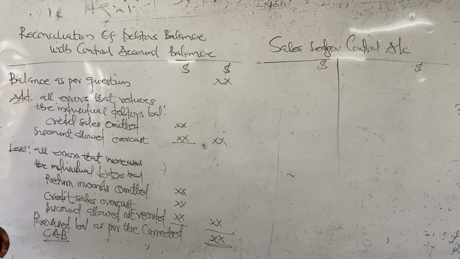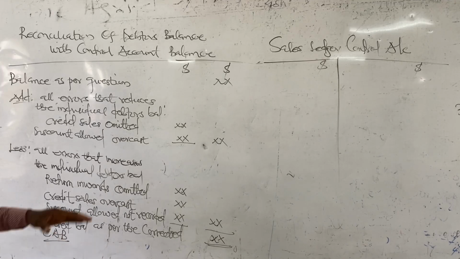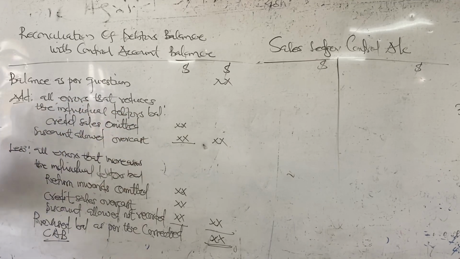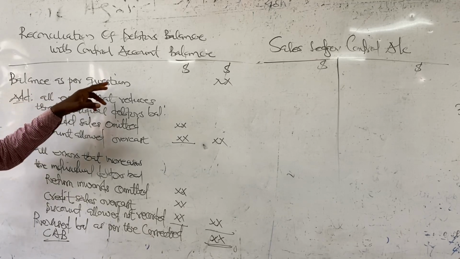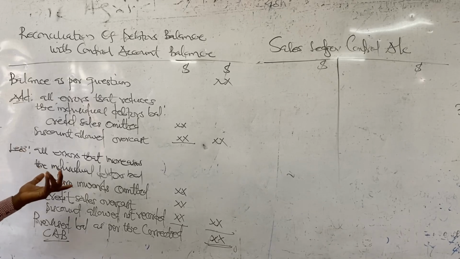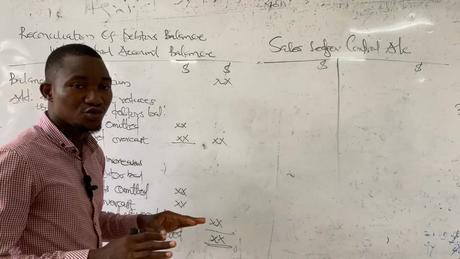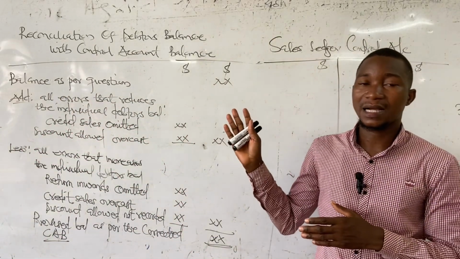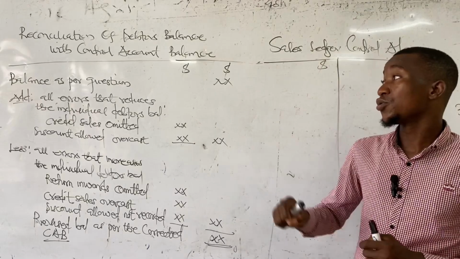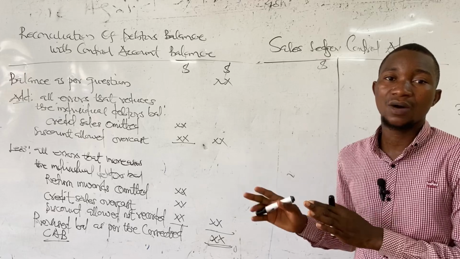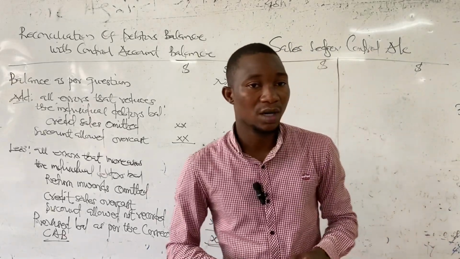Is that okay? So one thing I just want you to understand is that any error that will reduce the individual debtors balance should be added to the balance as per the question. And any error that tends to increase the individual debtors balance should be subtracted. There are several errors. It is up to you to understand how the errors will affect the individual debtors balance. So you can kindly watch my video on correction of errors to enhance your understanding on how errors affect these individual transactions.